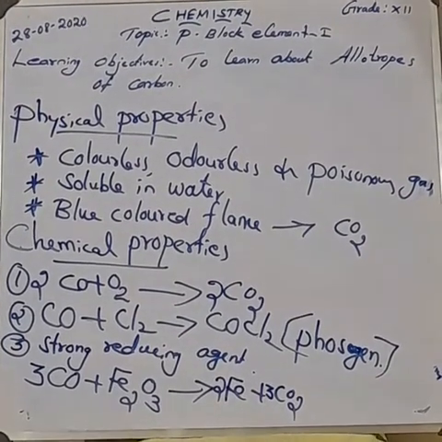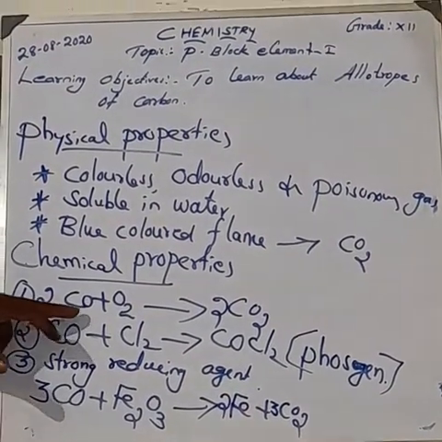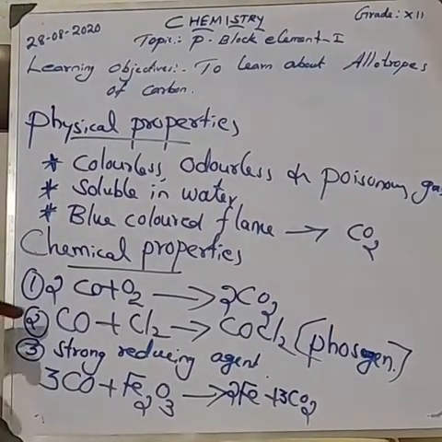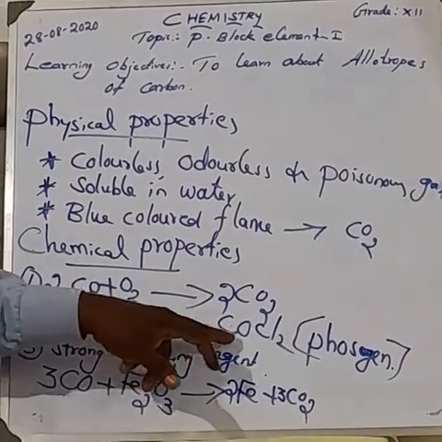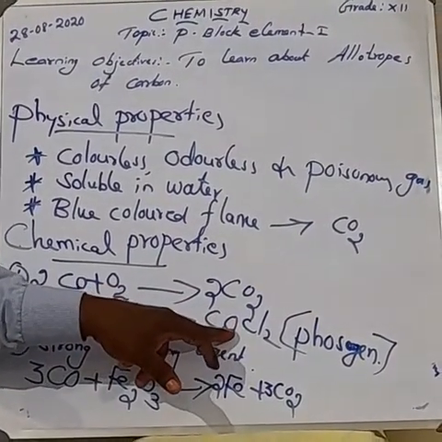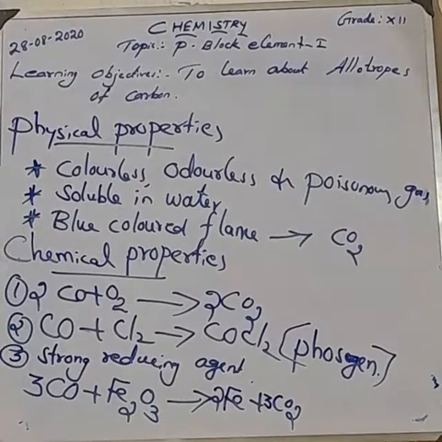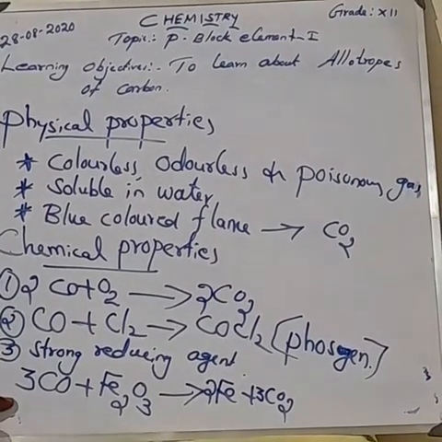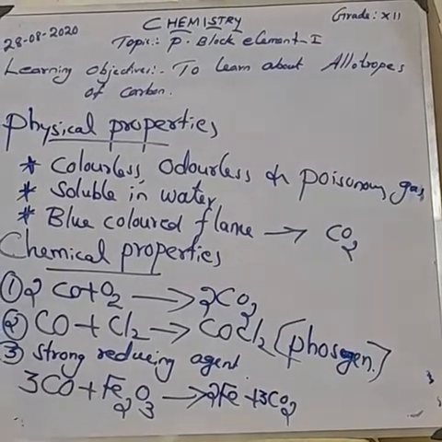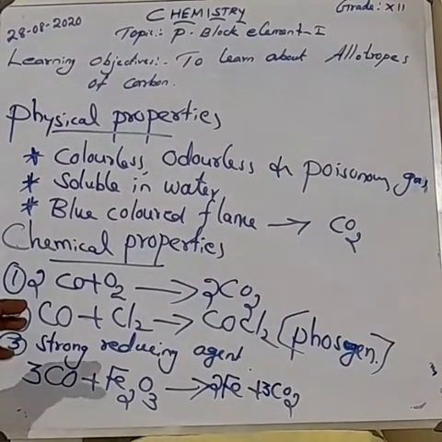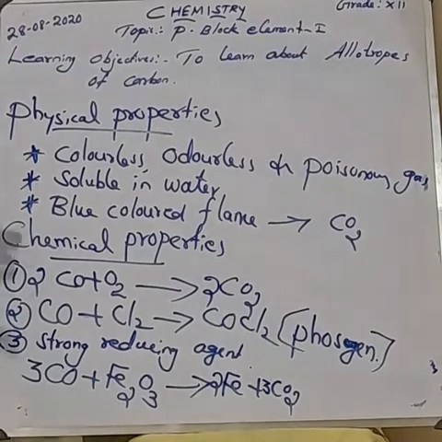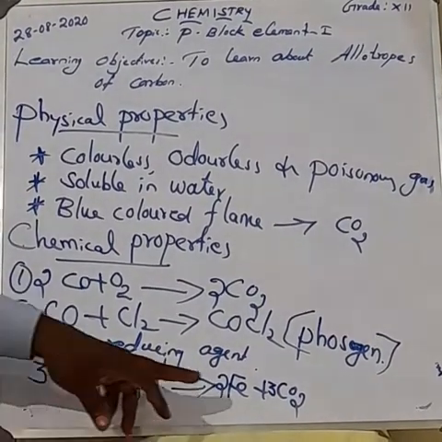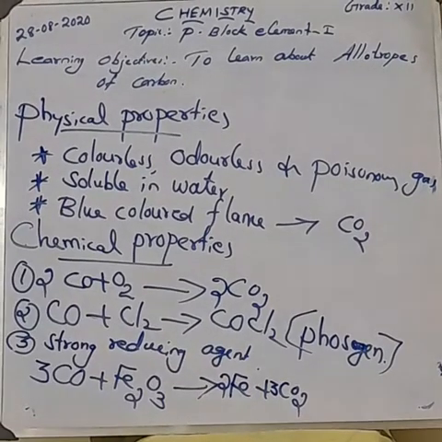What are the chemical properties so far? Carbon monoxide with air forms carbon dioxide. Carbon monoxide with chlorine forms a carbonyl compound called carbonyl chloride, otherwise called phosgene. It acts as a strong reducing agent. Carbon monoxide reacts with iron oxide to form iron. It reduces iron from iron oxide, so it acts as a reducing agent.